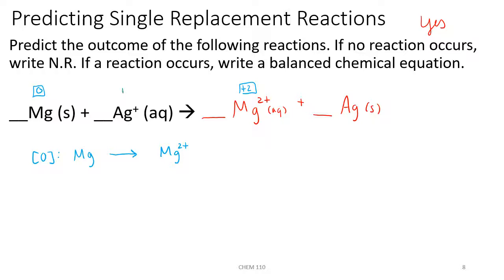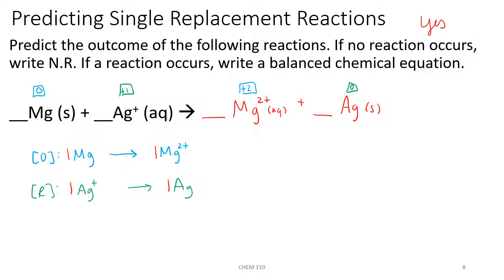Our silver started with a +1 oxidation state and it went down to a 0 oxidation state. So our silver is our reduction half reaction, silver plus going down to silver. Balancing by mass, we have 1 magnesium and 1 magnesium. We have 1 silver and 1 silver.